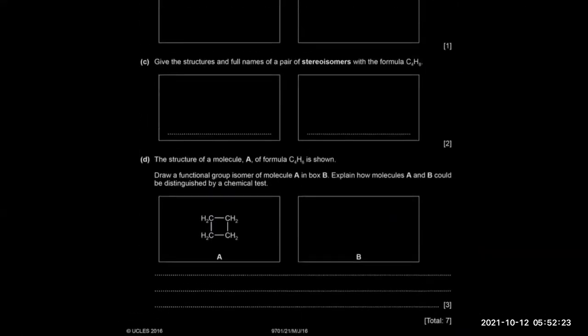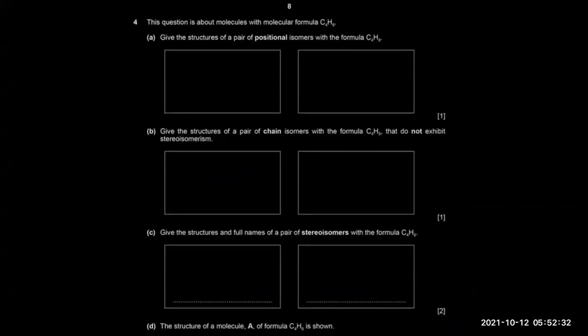This is the question why I chose this paper. This question is about molecules with the molecular formula C4H8. Give the structures of a pair of positional isomers with the formula C4H8.